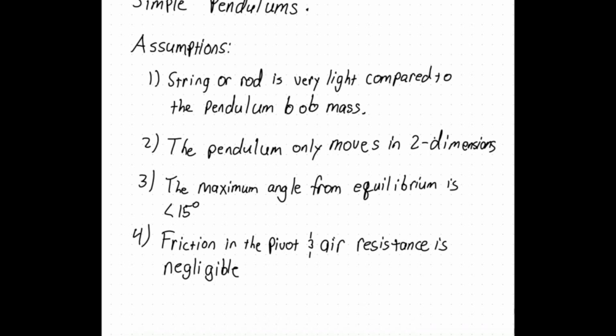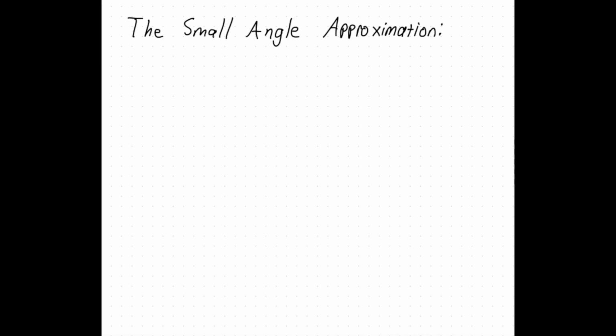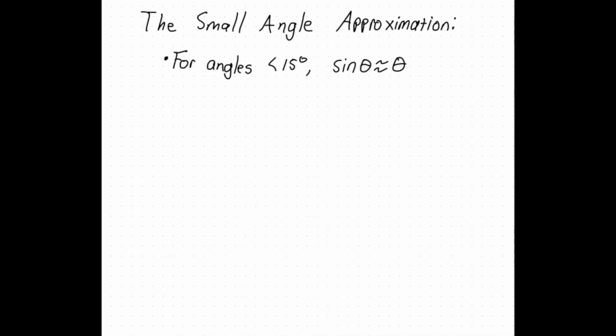Now, usually we'll talk about equations and quantities and things like that, but before we do that, I need to get something out of the way, and that is this thing called the small angle approximation. This is just a math thing that we need to talk about real quickly. The small angle approximation says that for angles less than 15 degrees, sine of theta is approximately equal to theta. In that if I have an angle that is like 1 degree, I can say that that angle, at least in radians, is equal to sine of theta.